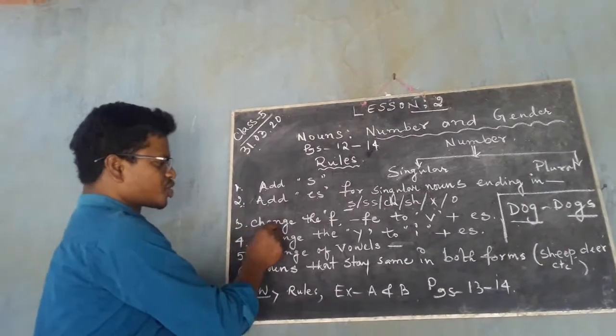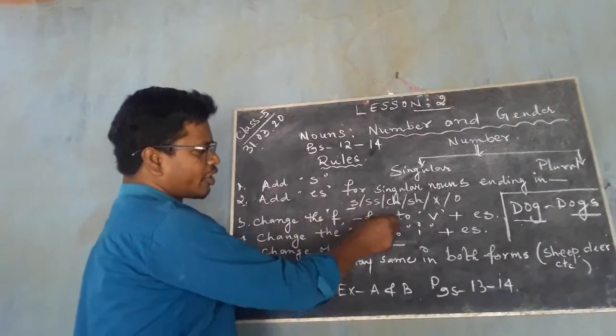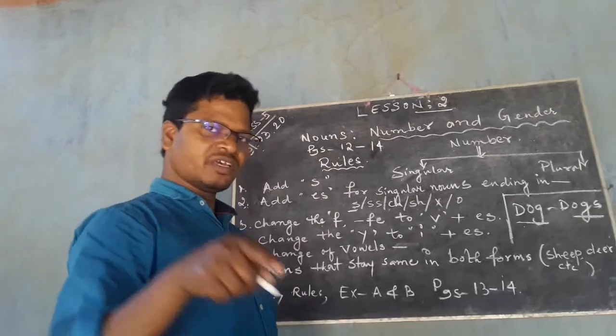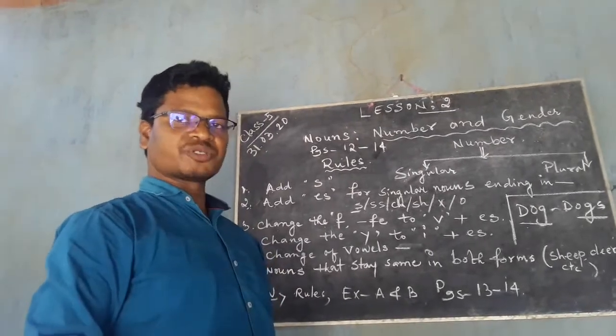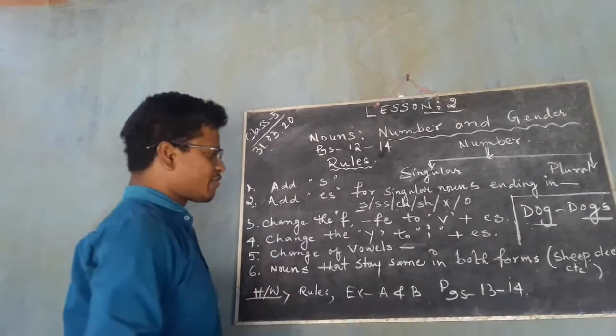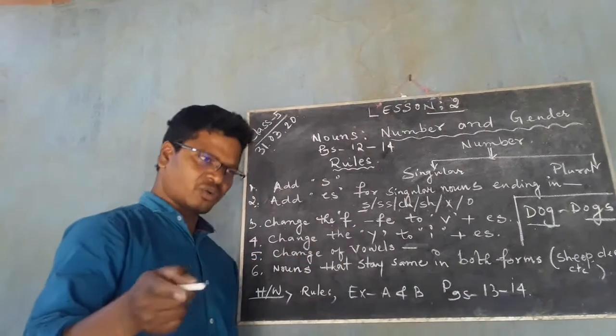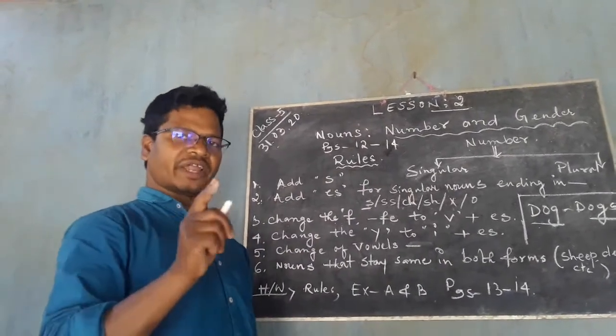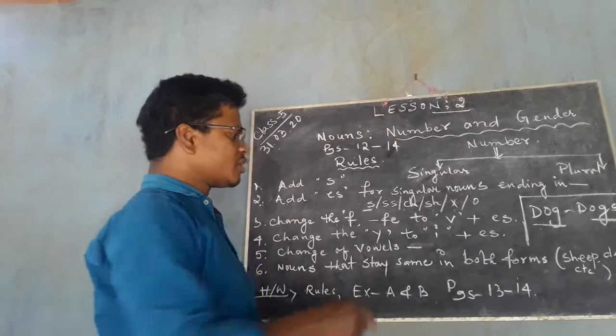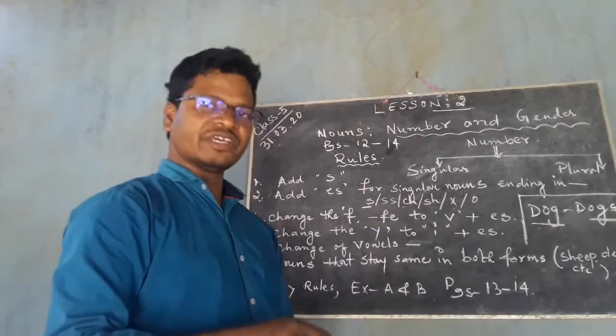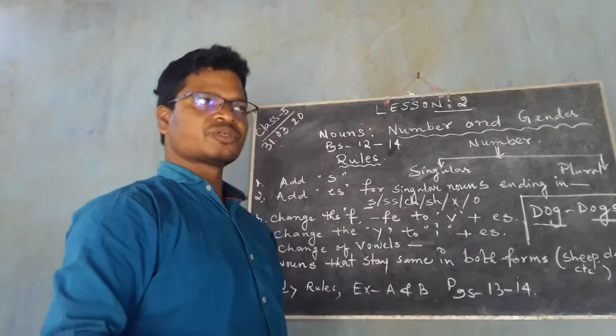Number 3, change the f or fe into v and add es to make it plural. So what do we have to do? Like any noun, if you get a noun ending with f or fe, just change it into v and add es to make it plural.